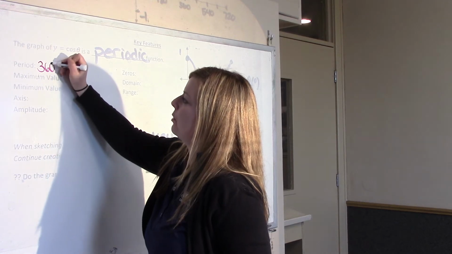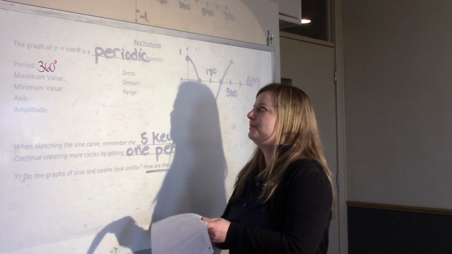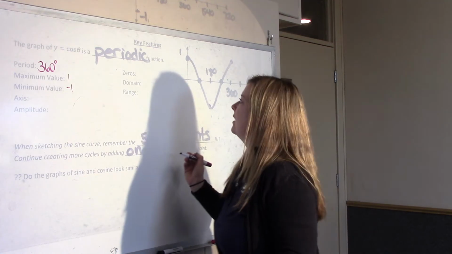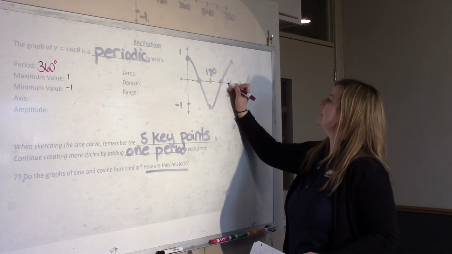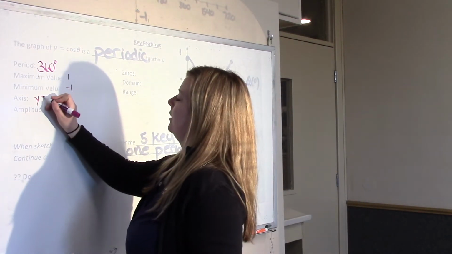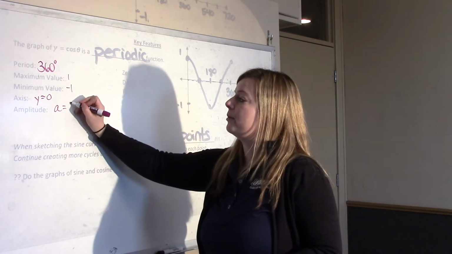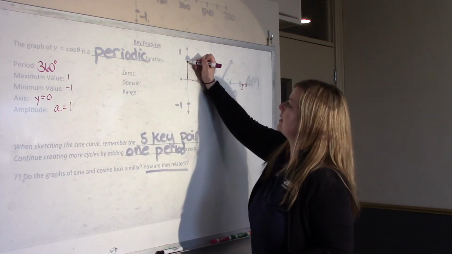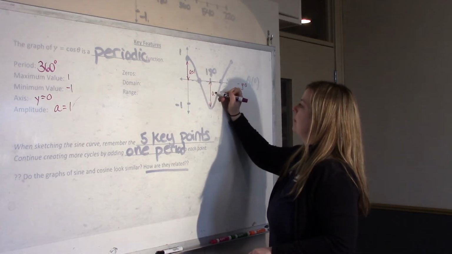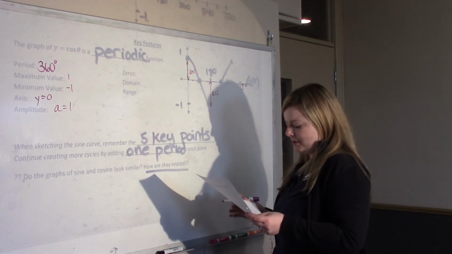And that's because you're going around the circle, the unit circle, right? And a unit circle has 360 degrees. The maximum value here is still 1, with the minimum value being -1. Our axis is still y equals 0. And our amplitude, what is it? Think about it. Still 1, okay? Because that's the distance from the axis to the maximum or from the axis to the minimum. Either one, okay?